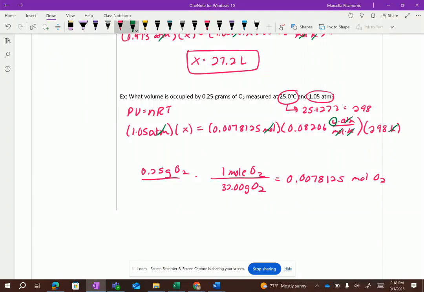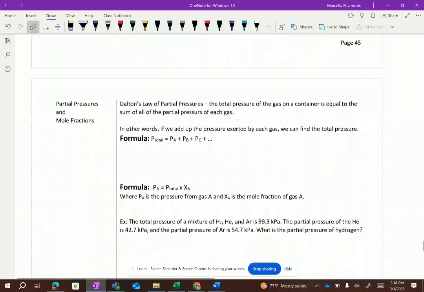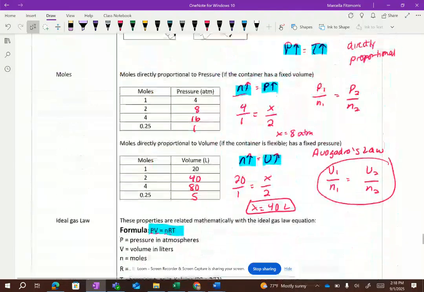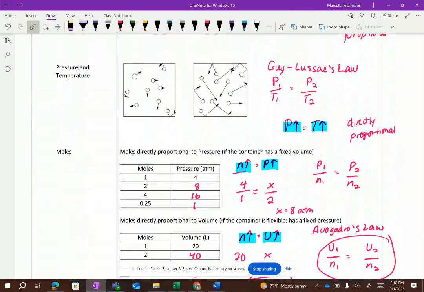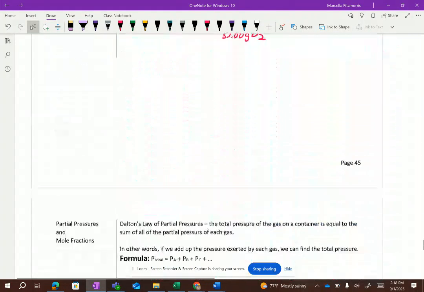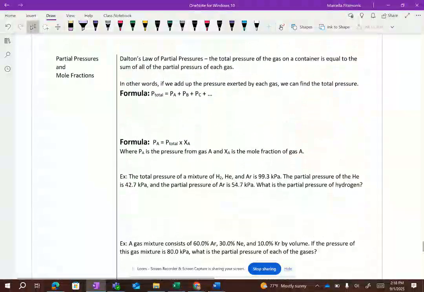Okay, this law is very easy, deceptively so. The total pressure of the gas in a container is equal to the sum of all the partial pressures of each gas. So basically, if you have gas A, gas B, gas C, and so on and so forth, add them all up, that's the pressure of the total. Each individual pressure acts independently of each other, so you can add them up later. Okay? We also have the fact that the partial pressure of any particular gas A is going to equal the total times the mole fraction of gas A.